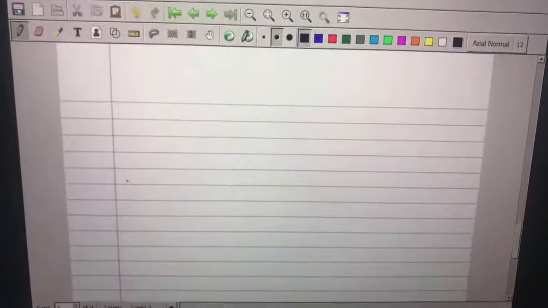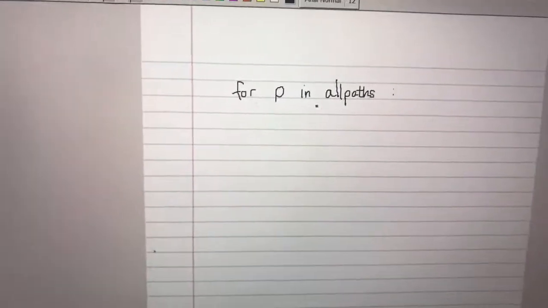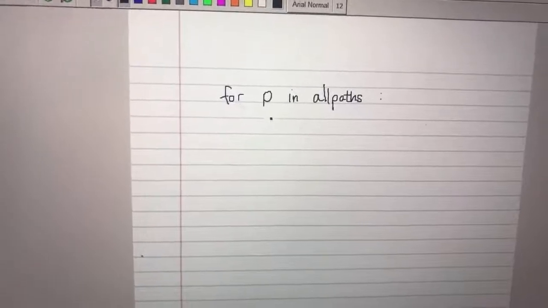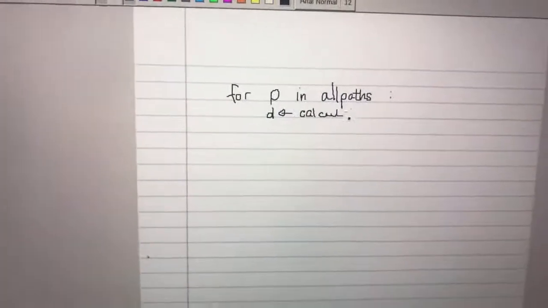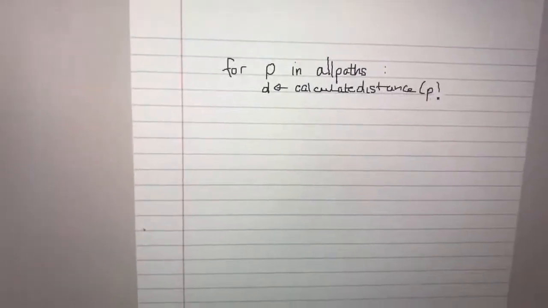Okay, let's get a blank sheet. Right, in terms of the algorithm to find the minimum distance, our algorithm is going to look something like this. So for each path in all paths, for each possible path, we're going to calculate the distance, that's the distance of following this particular circuit round.